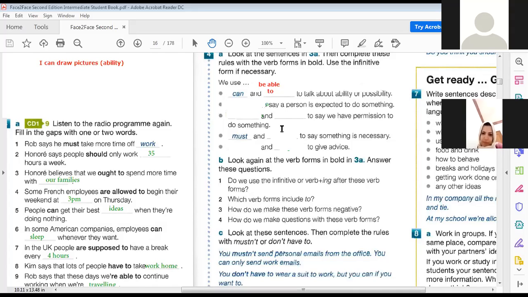All right. The next one, it says when, and of course you can always look at the examples here. If you check the examples in the previous exercise, you can use these to answer, of course. It says we use something to say a person is expected to do something. Supposed to. Right. So if you're supposed to do something, it means you're expected to do it. So who can give me a good example with supposed to?